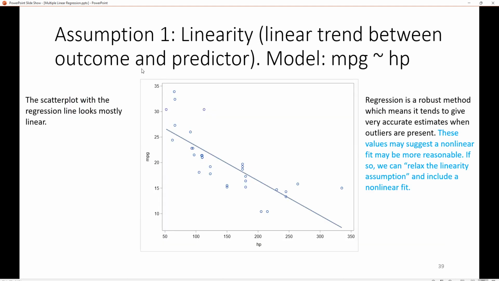So assumption 1 is linearity, and this is how we examine linearity. We see a somewhat mostly linear relationship between miles per gallon and horsepower. These values may suggest a nonlinear fit that may be more reasonable. If so, we can relax the linearity assumption and include a nonlinear fit, which we'll do later.